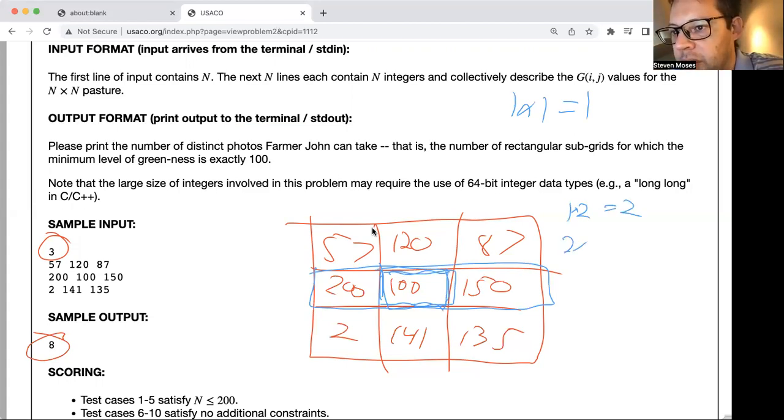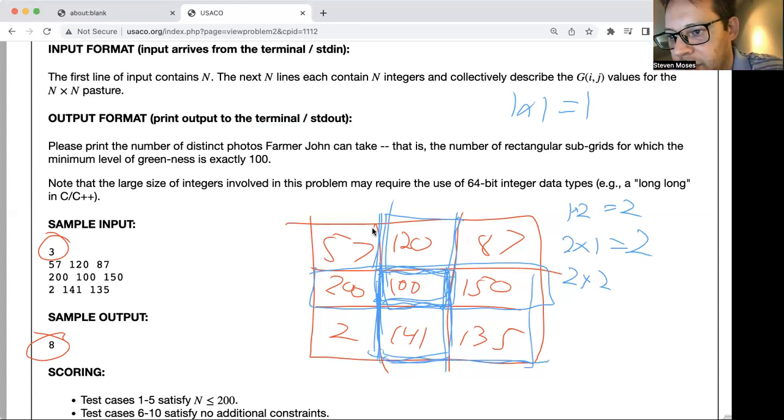Next up, I'm going to have 2 by 1. 2 by 1 is going to include this 120, 100 stacked up vertically, as well as the 100, 141 underneath it. There are 2 of those. Then I'm going to go by 2 by 2s. The only 2 by 2 I have is this one right here, at the very bottom right. There's one of those.